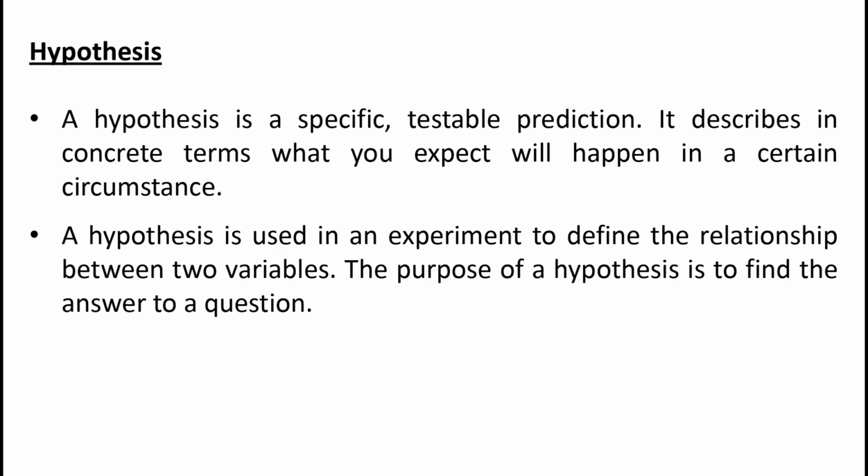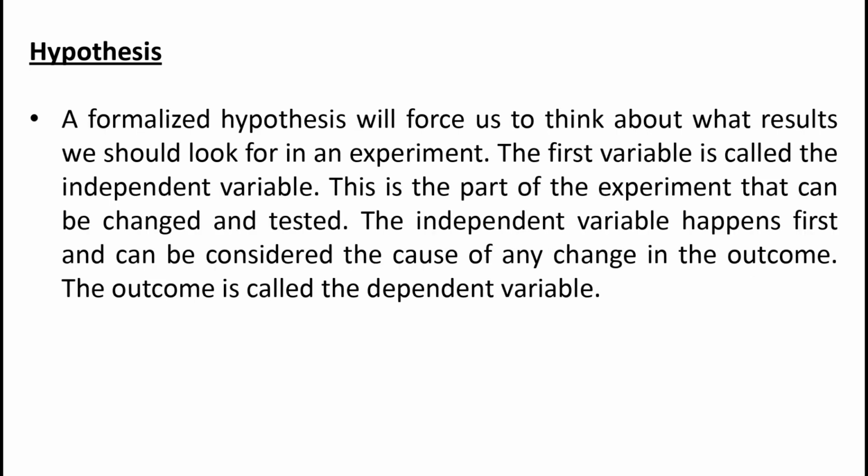Friends, in research, hypotheses are tested through experiments or observations to see if they are supported by evidence or not. Friends, a formalized hypothesis will force us to think about what the results we should look for in an experiment. And the first variable is called independent variable, and this is the part of experiment that can be changed and tested. The independent variable happens first and can be considered the cause of any change in the outcome, and the outcome is called the dependent variable.